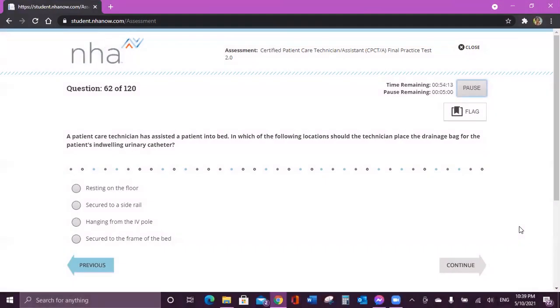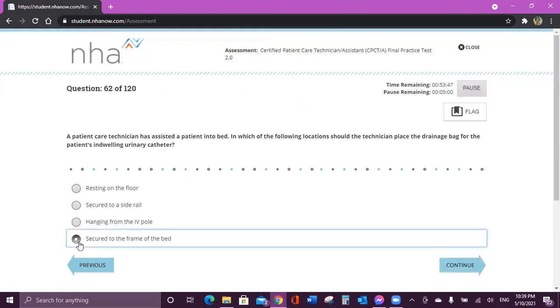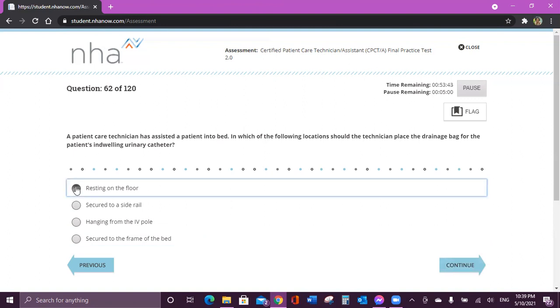A patient care technician has assisted a patient into bed. In which of the following locations should the technician place a drainage bag for the patient? Resting on the floor, securing to the side rail, hanging from the IV pole, or secured to the front of the bed. In bed, right? Look at it. Resting on the floor.